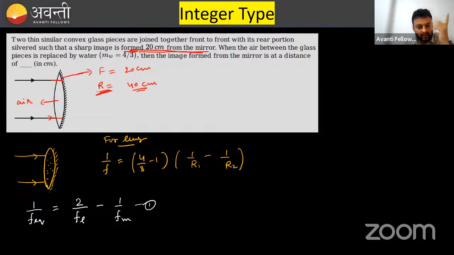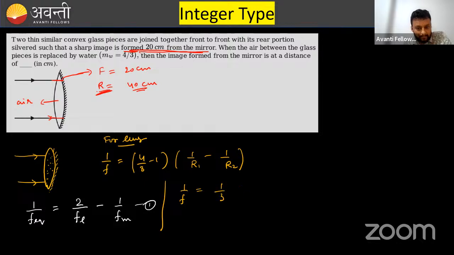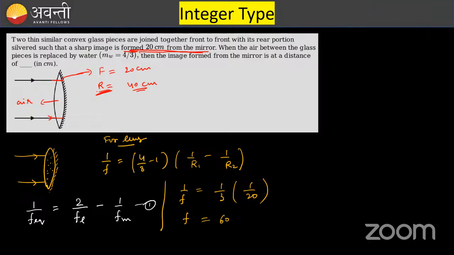I think you remember this, the lens maker's formula. So if I apply the lens maker's formula, 1/f is equal to, can I say, 1/3 times the bracket? The radius of curvature is 40 for both surfaces. 1/40 plus 1/40 is 2/40, that is 1/20. Is that clear? So the focal length of the lens is coming out to be 60 centimeter.